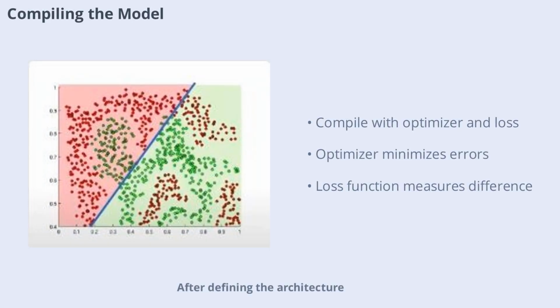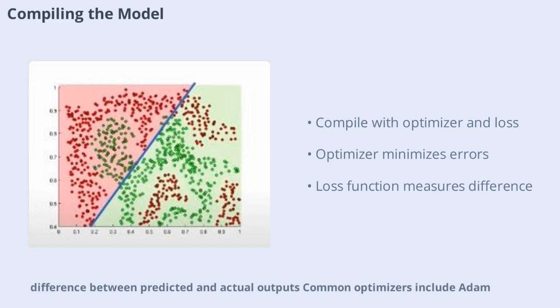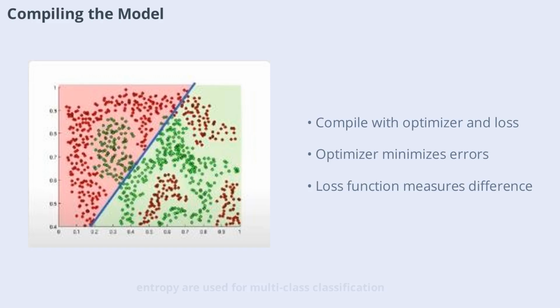After defining the architecture, the model must be compiled with an optimizer and loss function. The optimizer adjusts parameters to minimize errors, while the loss function measures the difference between predicted and actual outputs. Common optimizers include Adam, and loss functions like sparse categorical cross-entropy are used for multiclass classification.